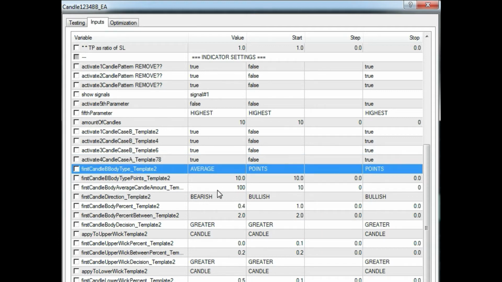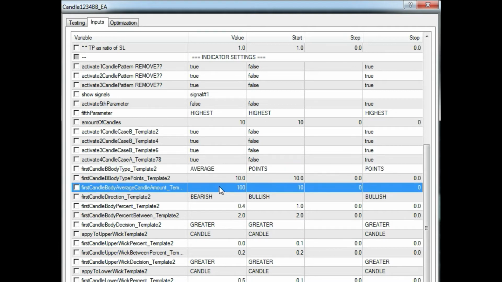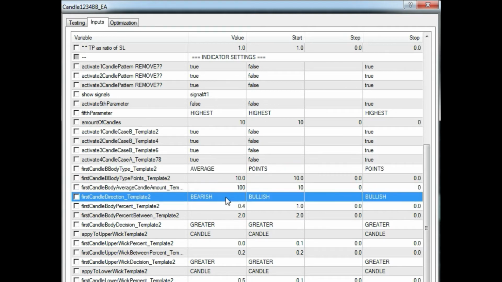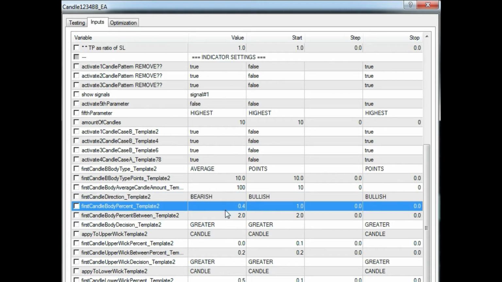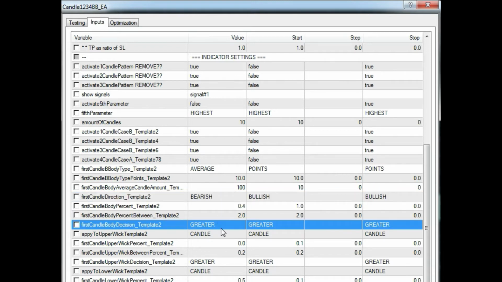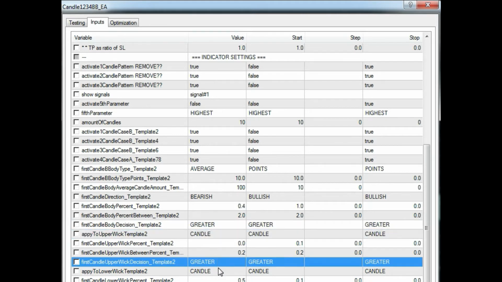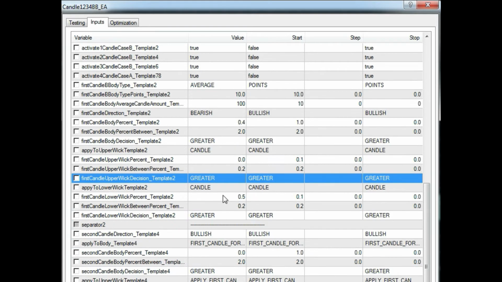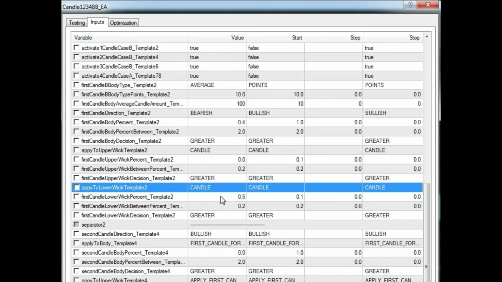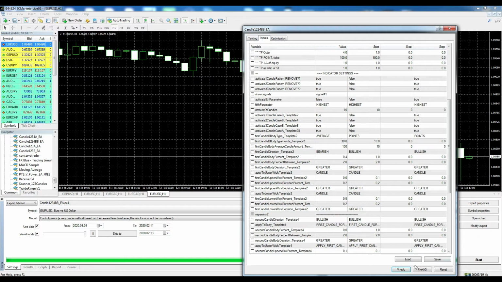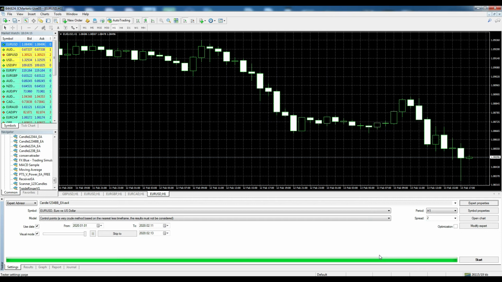When I search for certain candle shape, I always prefer average. And here is my candle form. Bearish body greater than 40% of the average. Upper wick greater than 0% of the body. Lower wick greater than 50% of the body. Now let's find that candle I just built.